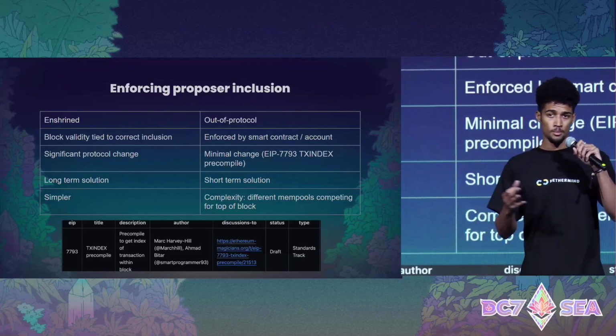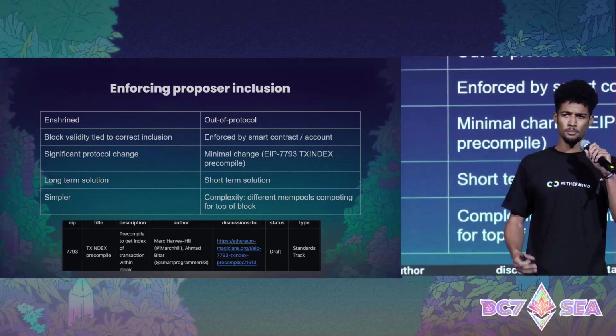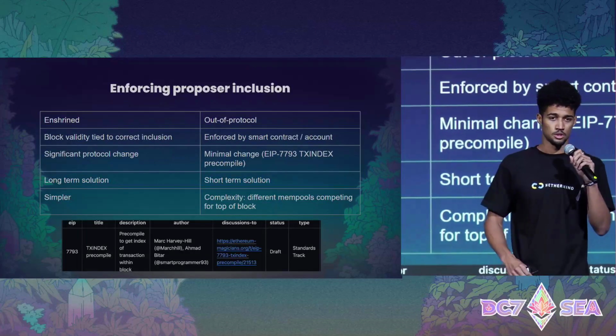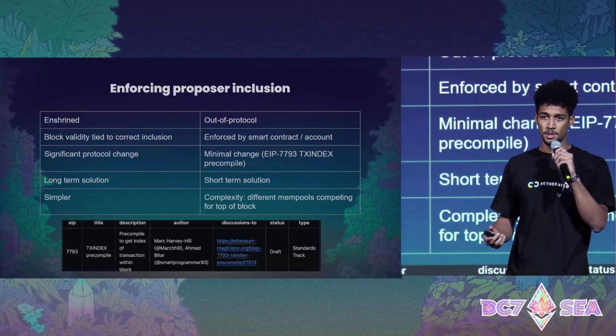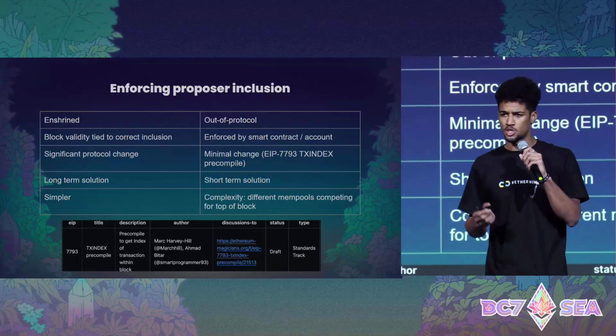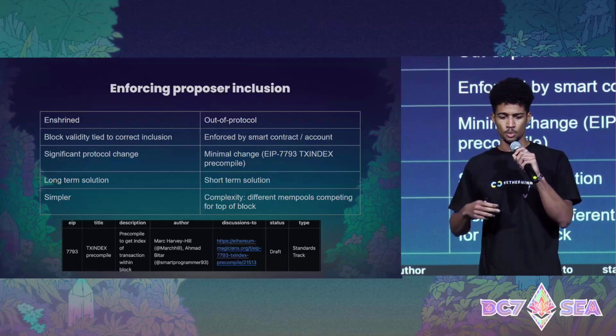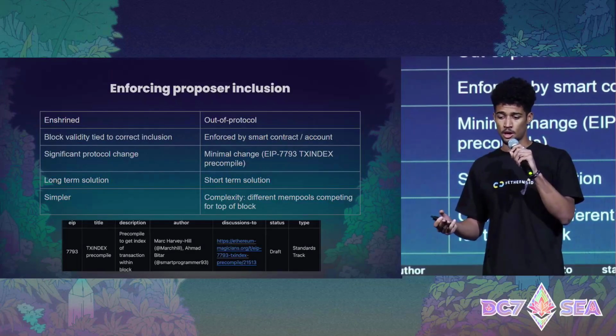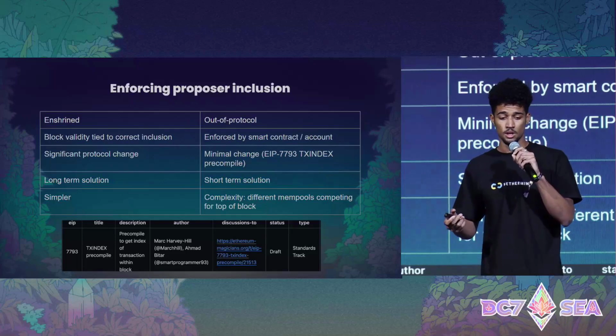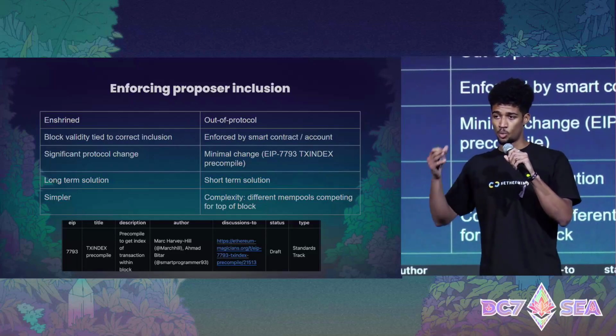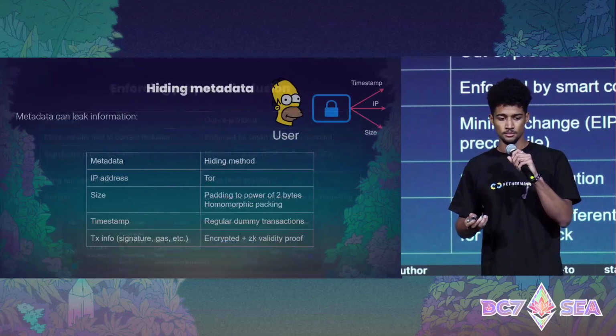In the long term, enshrinement would be preferable, but until then, we'll have out-of-protocol solutions. We've proposed EIP 7793, which is a relatively minimal change that will support these out-of-protocol mempools to check for correct inclusion. And this allows a smart contract to tell where in the block it is being executed.